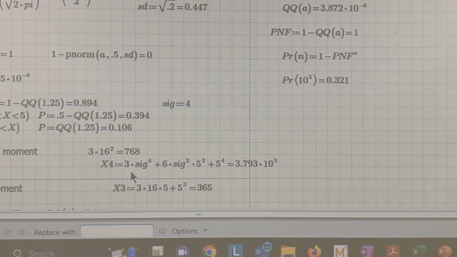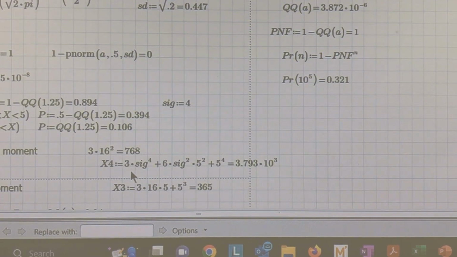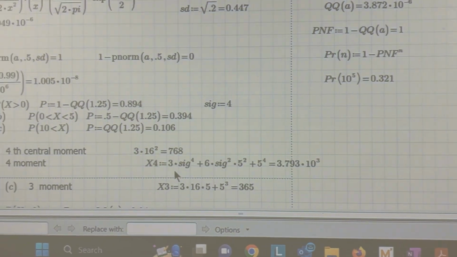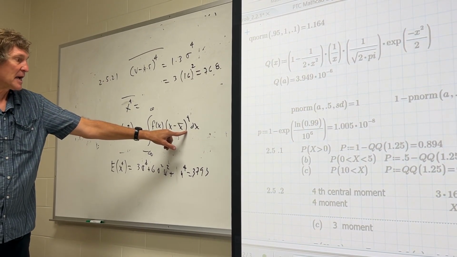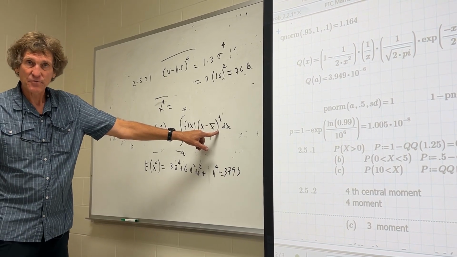Wait, so where do all these numbers come from? What is the 6? When you go ahead and do this physically and multiply it out, you're going to get the expected value of x to the 4th there. That is the 4th moment.